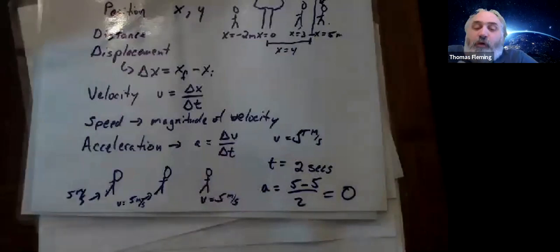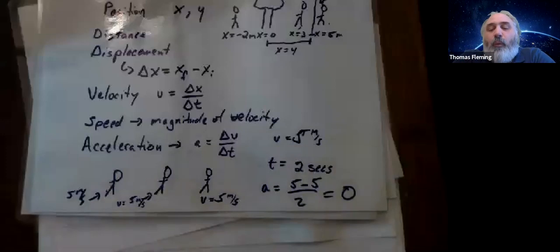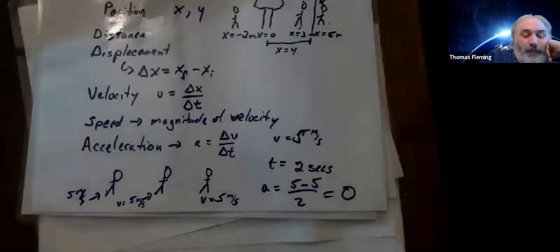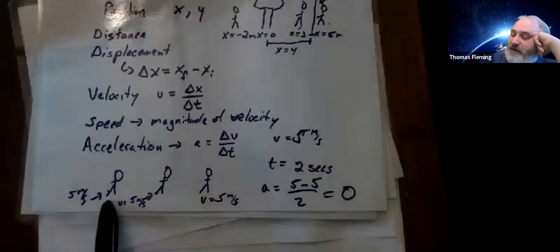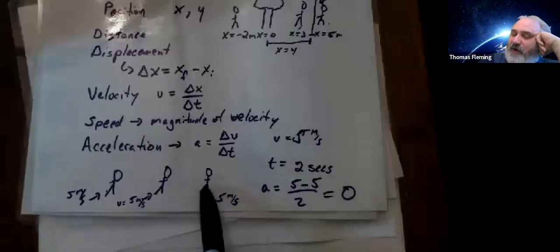Now, if I told you that the guy started at rest and moved for 2 seconds, and at the end of that 2 seconds, he was traveling at a velocity of 5, then the answer would have been 2.5, because then he would have started at 0. He would have had some in-between speed here after 1 second, and then at the end, he would have had a speed of 5, right? But in that case, he would have been speeding up the entire time.